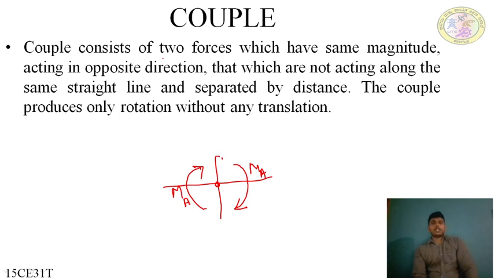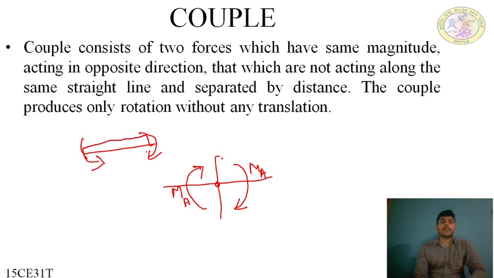The couple consists of two forces which have the same magnitude, acting in opposite directions, that are not acting along the same straight line and are separated by a distance. One acts in this direction, another acts in this direction. This forms a couple, which should be at a certain distance. Suppose MA acts at this point and MB at this point, separated by a particular distance D, and this forms a couple.